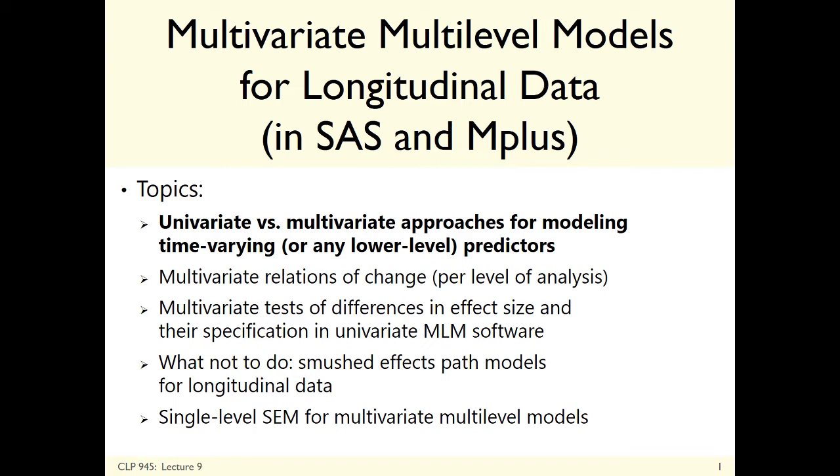This entire time when we've been in PROC MIXED, we've been predicting one thing. DV equals on the model line. So now we're transitioning from that framework into predicting more than one thing at the same time. You can trick SAS into doing it a little bit, but to do it more flexibly and to be able to test most of the types of hypotheses that you guys would be interested in, we have to move to Mplus or some kind of structural equation modeling software.